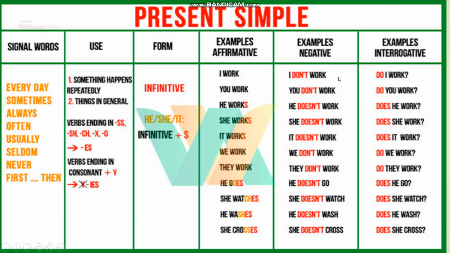Examples of negative sentences: I don't work, you don't work, he doesn't work. An interrogative sentence: do I work? Do you work? Does he work? Go on.